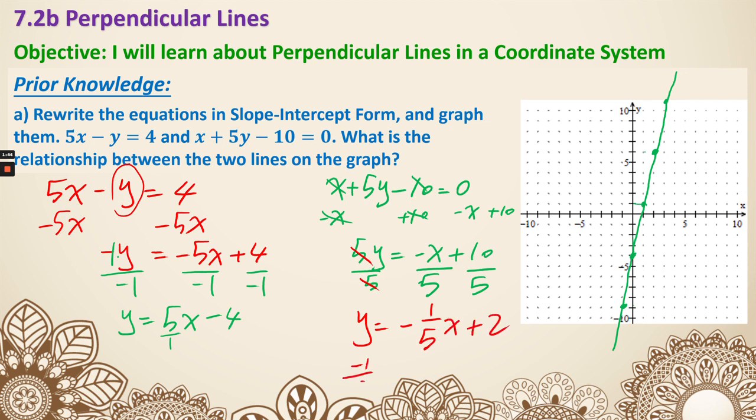The slope is negative 1 over 5, so down 1 over 5, down 1 over 5 from a 2, down 1 over 5, down 1 over 5, or up 1 left 5, and up 1 left 5. There's our second line.